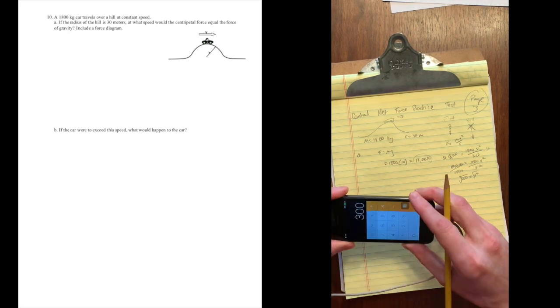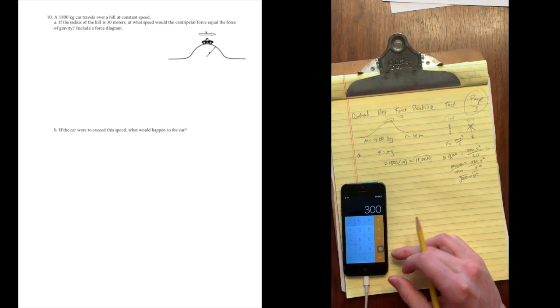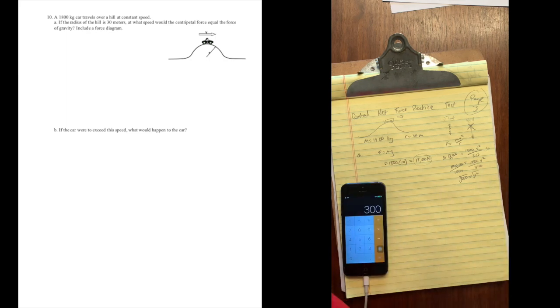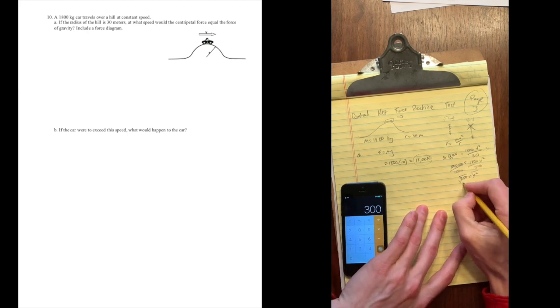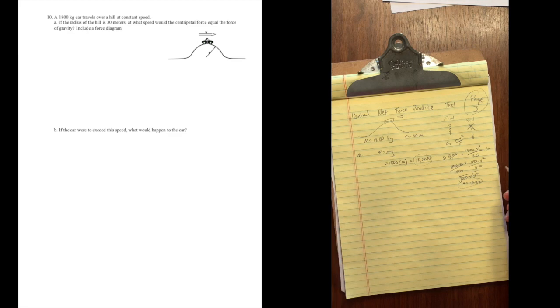Oh no, I think this phone's so old that it can't flip anymore. I'm going to have to Google what the square root of 300 is. It's 17.32. So that's the necessary, I guess I'll rectangle it, meters per second.